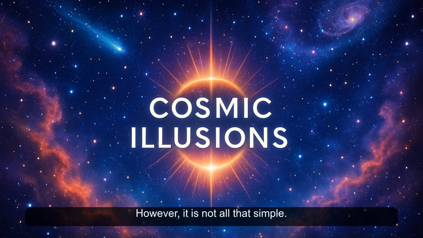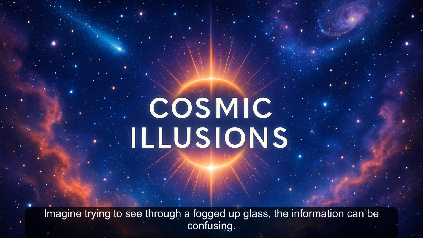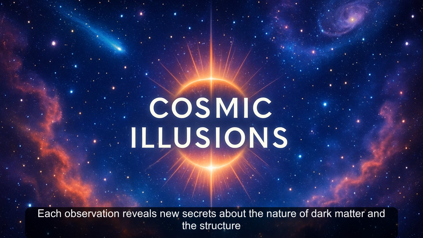However, it is not all that simple. Each gravitational lens is unique, and sometimes the effects can be difficult to interpret. Imagine trying to see through a fogged-up glass. The information can be confusing. Astronomers must be detectives, deciphering the clues that gravitational lenses offer them. Each observation reveals new secrets about the nature of dark matter and the structure of the cosmos.